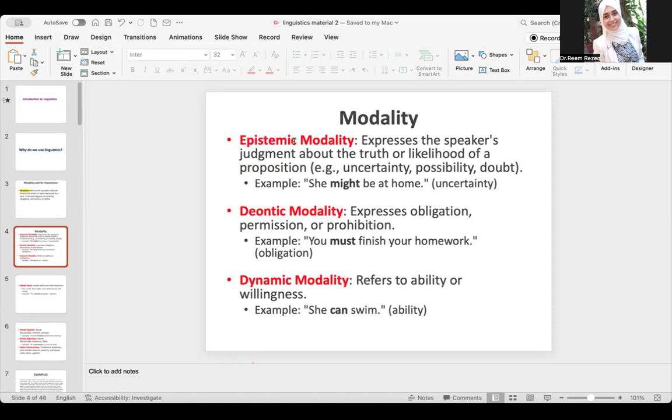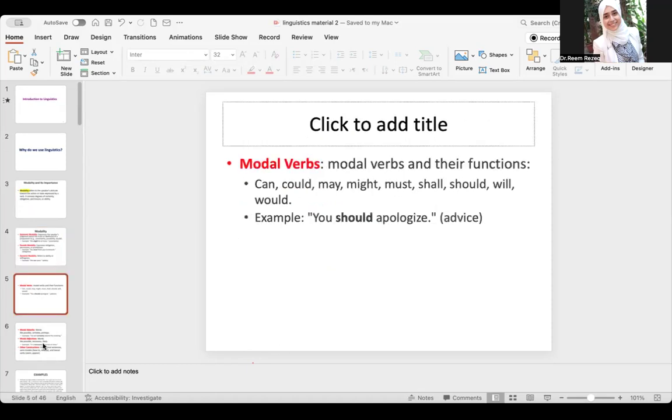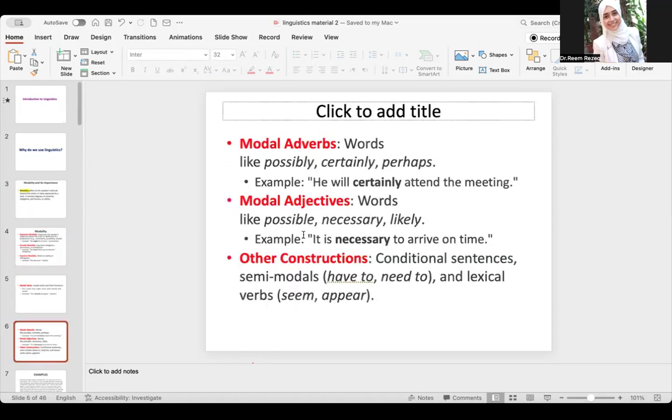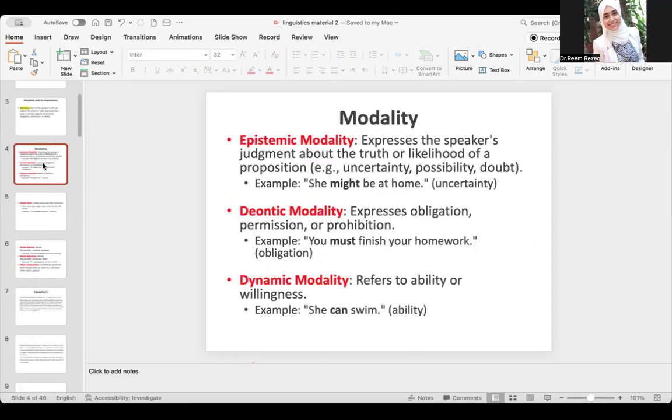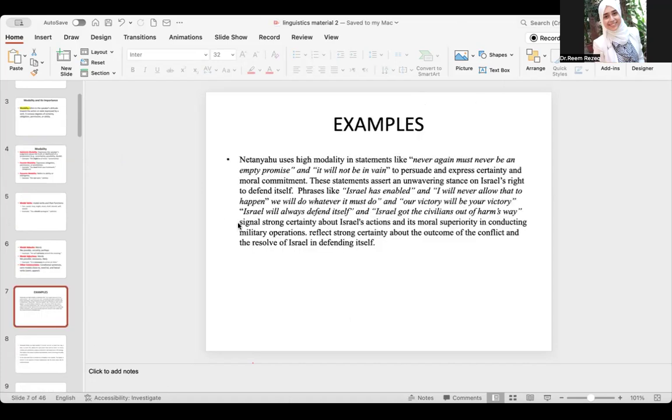that we have talked about: the epistemic, the deontic and the dynamic, and even modal verbs, adjectives, adverbs, and other constructions. You have to also understand that they have different functions for obligations, for permissions, for ability, for doubting. So you have to understand them. And we even use them for political speeches.